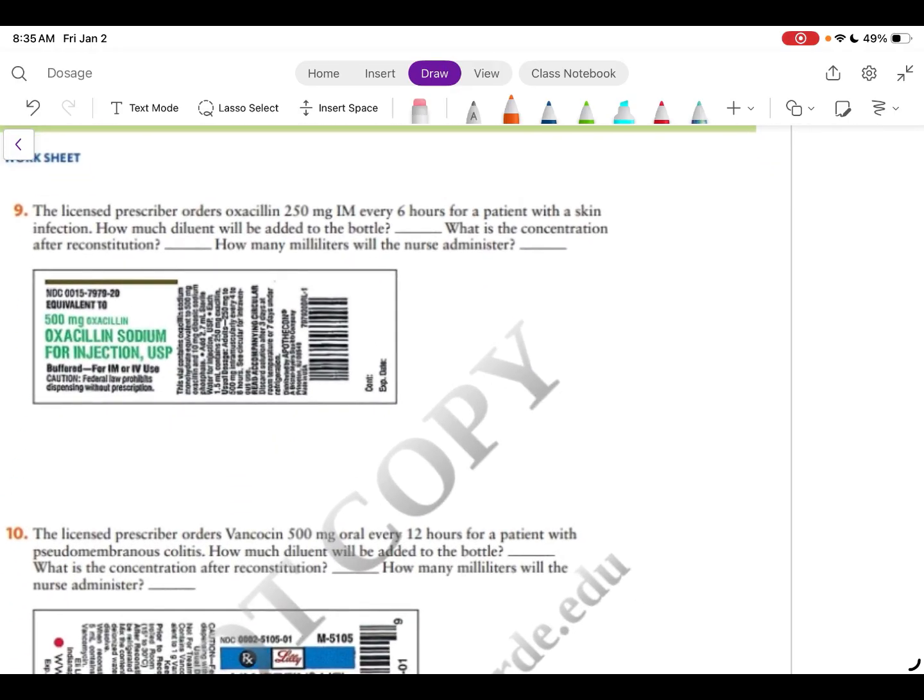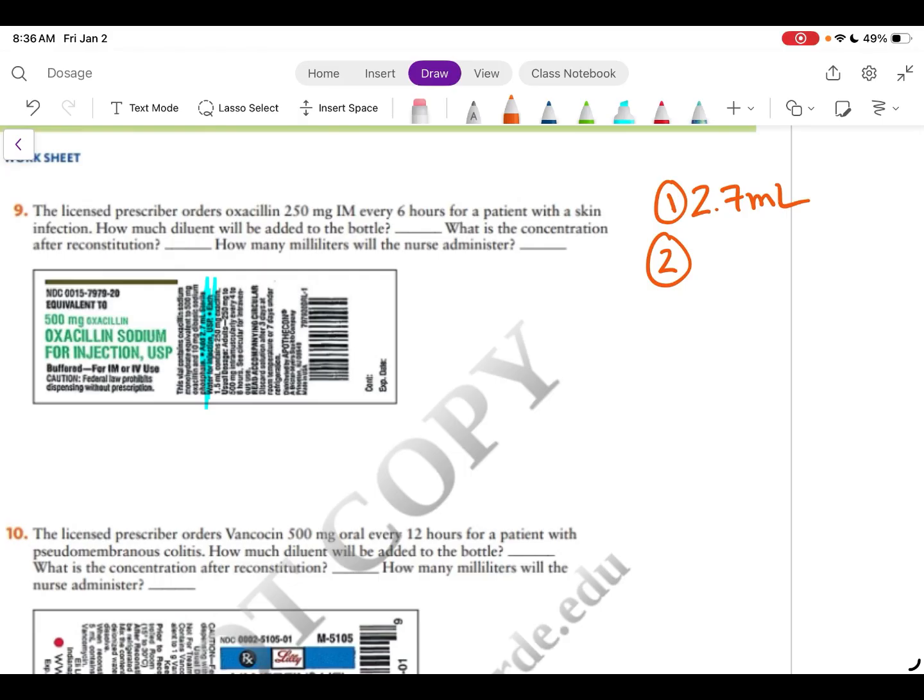All right. Number 9, licensed prescriber orders oxacillin 250 milligrams every 6 hours. How much diluent will be added to the bottle? Let's see. Right here, it says 2.7 milliliters of sterile water. So 2.7 milliliters. What is the concentration after reconstitution?